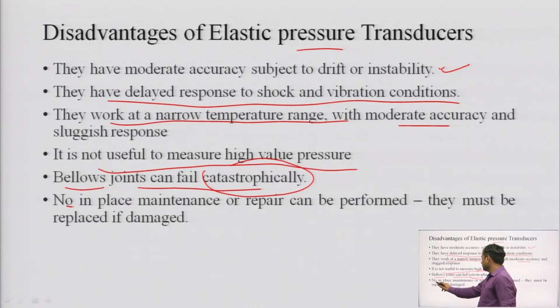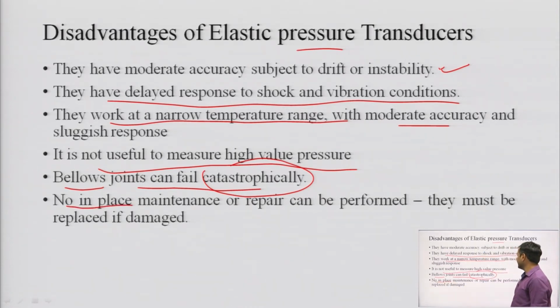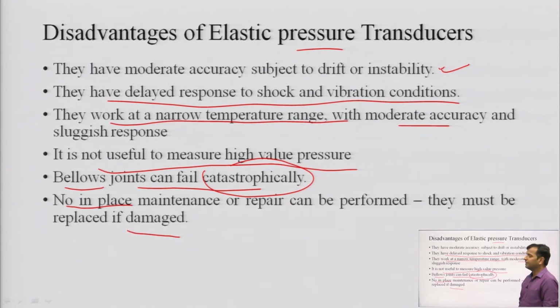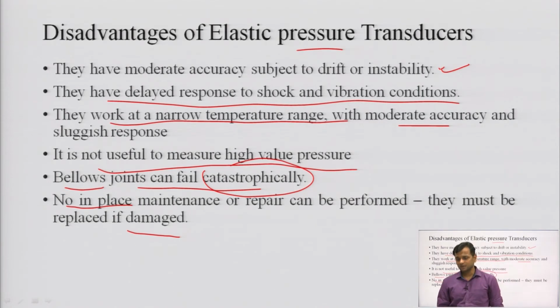Also, no in-place maintenance or repair can be performed, they must be replaced if damaged. So, if the device is broken by the mechanical arrangement or by the applied pressure, when we have given high pressure to the device, then the part cannot be repaired, it will be broken and it must be replaced if that part is damaged. So, these are the certain disadvantages of elastic pressure transducer.